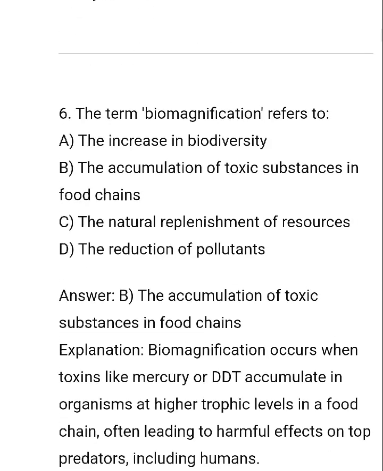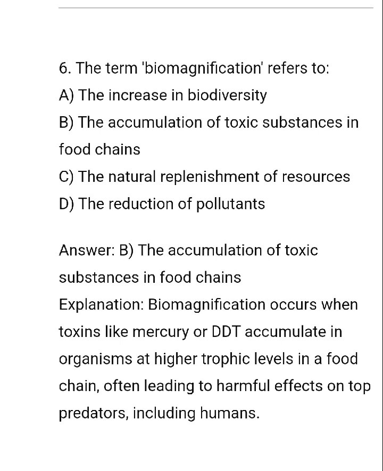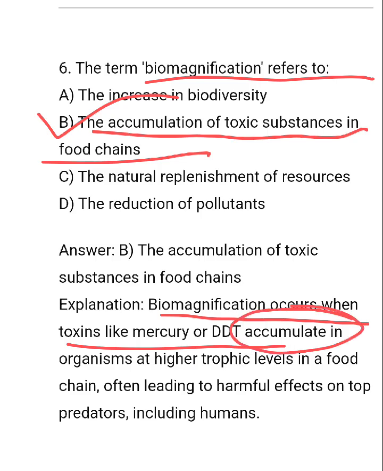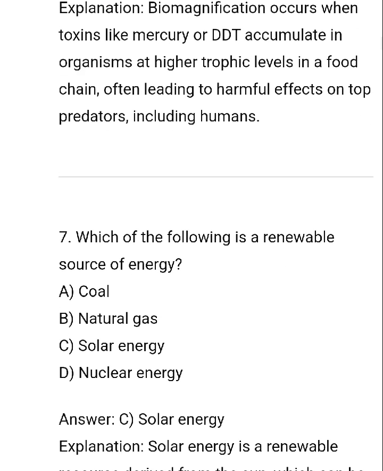Next one, the term biomagnification refers to the accumulation of toxic substances in food chains. Option number B is the right one. Biomagnification occurs when toxins like mercury or DDT accumulate, means deposit, in organisms at higher trophic levels in a food chain, often leading to harmful effects on top predators including human beings.